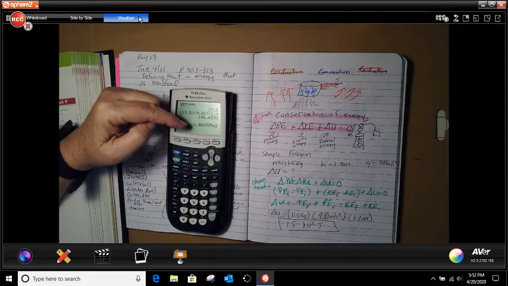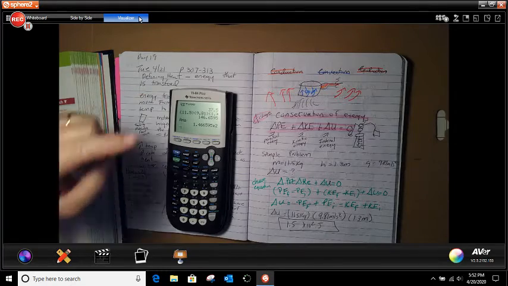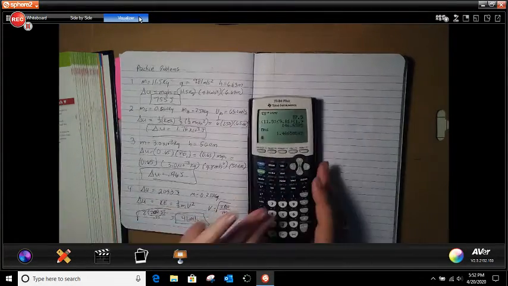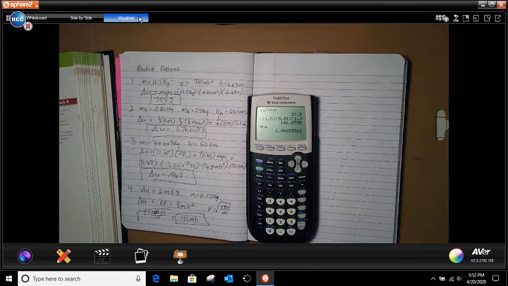So either 146.6595 would have been okay, but I would prefer 1.5. So now what we're going to do is our practice problems. They're not very hard at all. So let's look and see what it says.